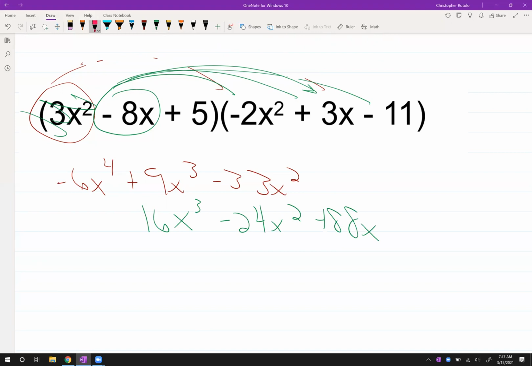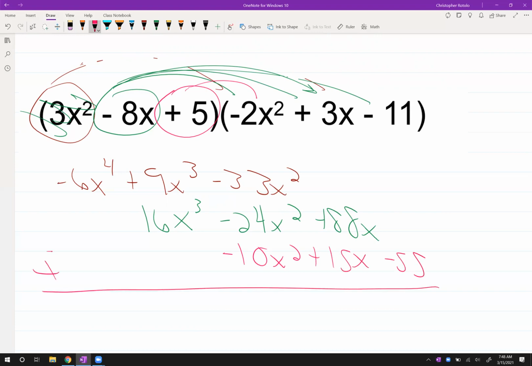All right, then we got one more time. I get this positive 5. So it's going to be x squared. So negative 10 x squared, right? 5 times negative 2 is negative 10. It has an x squared. 5 times 3, that's 15 with an x, and minus 55. All right, so now our columns are all lined up, so we're ready for that final answer.